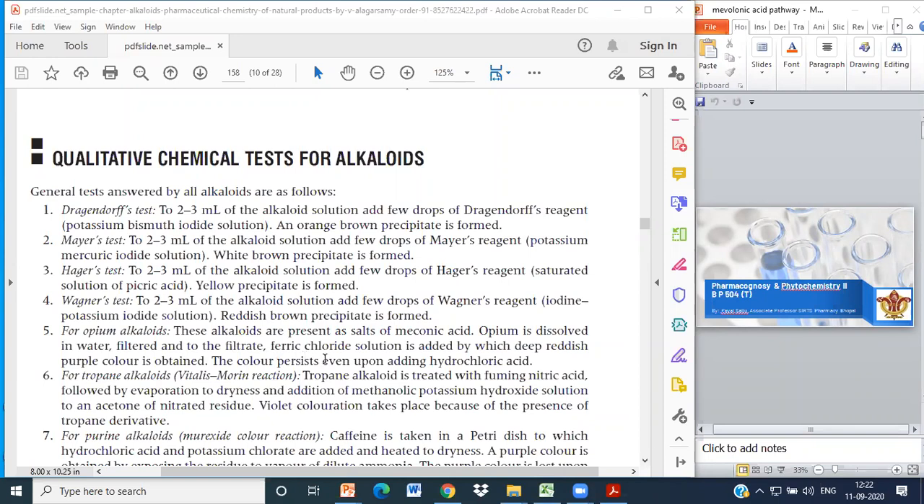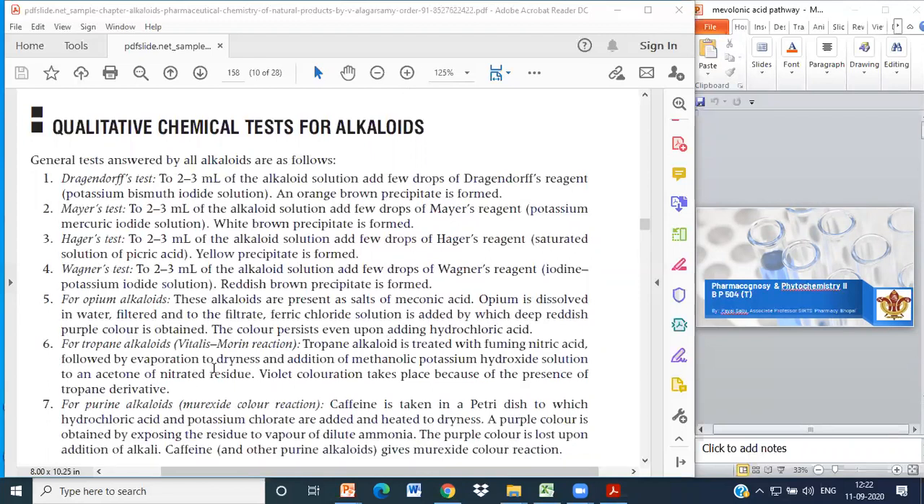And for opium alkaloids, there is a specific test. These are present as salts of meconic acid. Opium is dissolved in water, filtered, and to the filtrate ferric chloride solution is added, by which a deep reddish purple color is obtained. The color persists even upon adding hydrochloric acid.